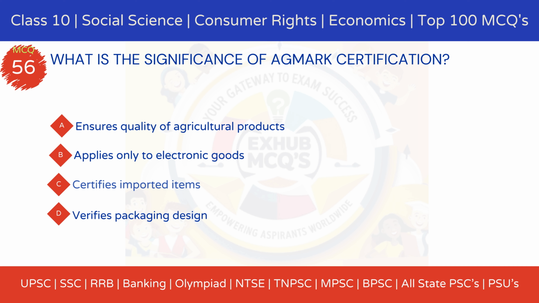Option A, ensures quality of agricultural products. Option B, applies only to electronic goods. Option C, certifies imported items. Option D, verifies packaging design.